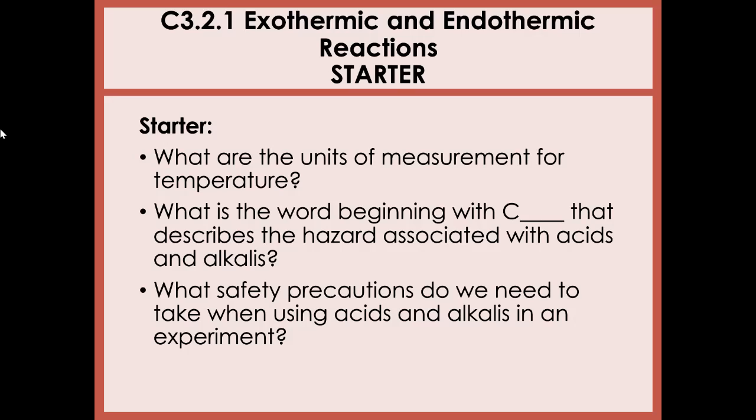Okay, so hopefully you know that temperature is measured in degrees Celsius, although you might have answered Kelvin, which is also a valid answer. The word beginning with C that describes the hazard associated with acids and alkali is corrosive, and the safety precaution when we're using acids and alkali is that because they're corrosive, we don't want to get them onto our eyes, so we wear goggles.